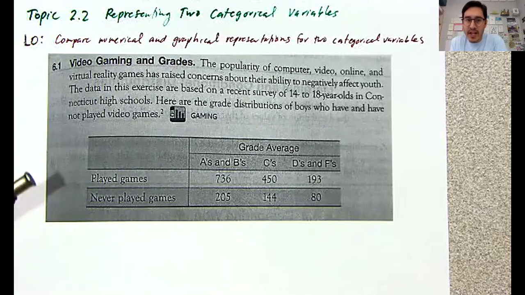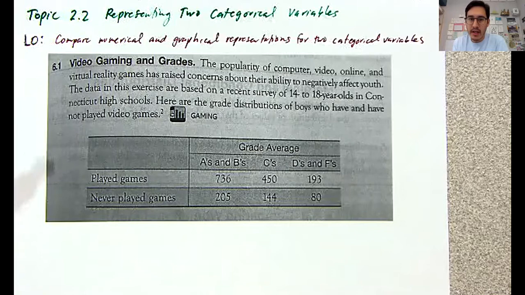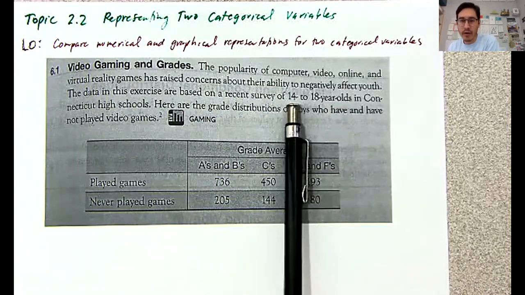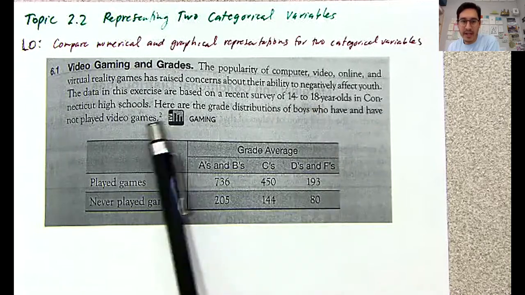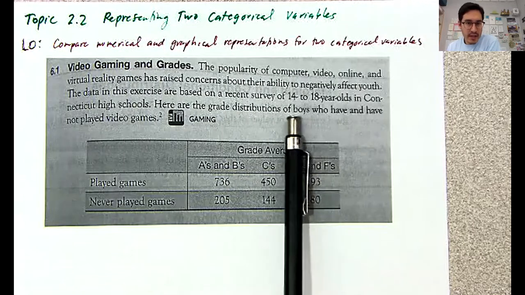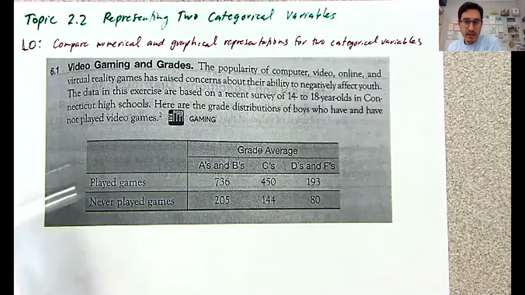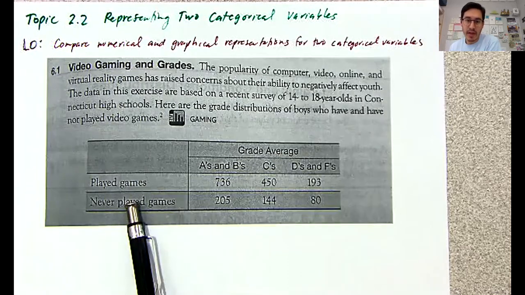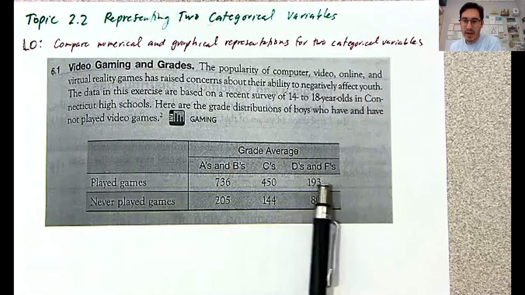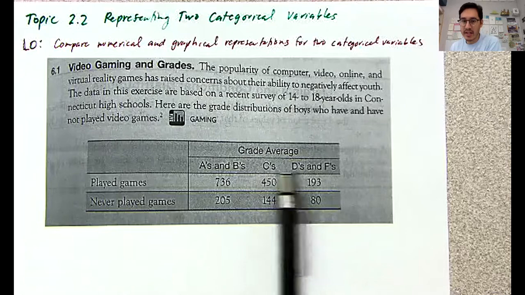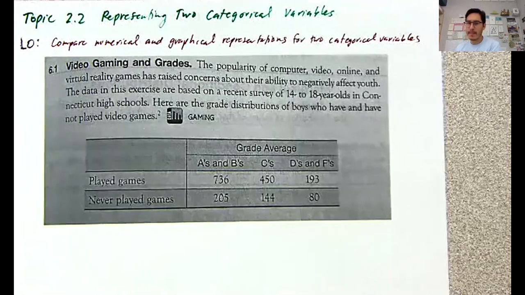So what we have here is some data about video gaming and grades. Just to give you some background, the data came from a survey of 14 to 18-year-olds in Connecticut high schools. And I think it's mainly boys, right? So this data is only of boys. Some of them played games, some of them didn't play video games. And then we have what kind of grades they get broken up into three categories: A's and B's, C's, and then D's and F's.